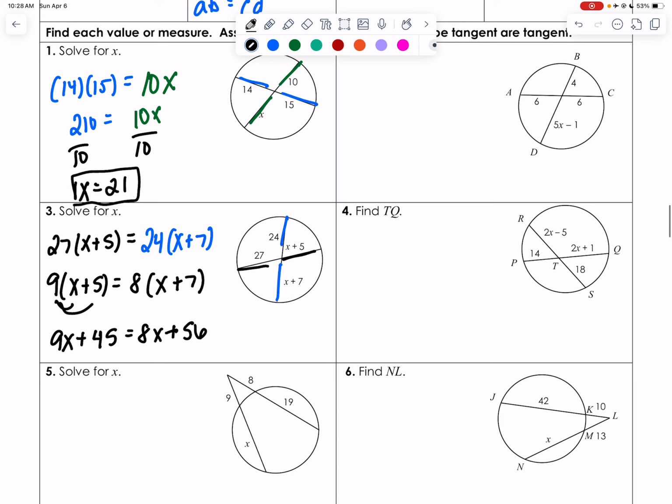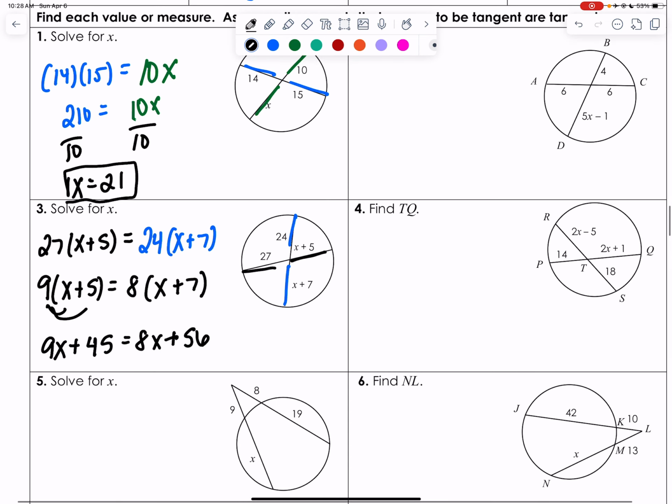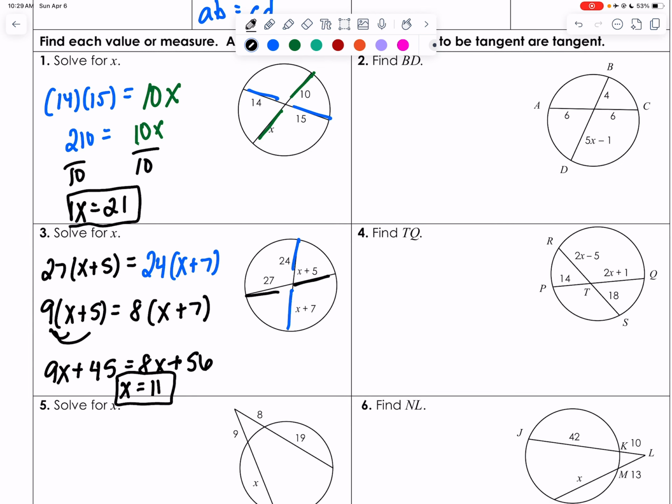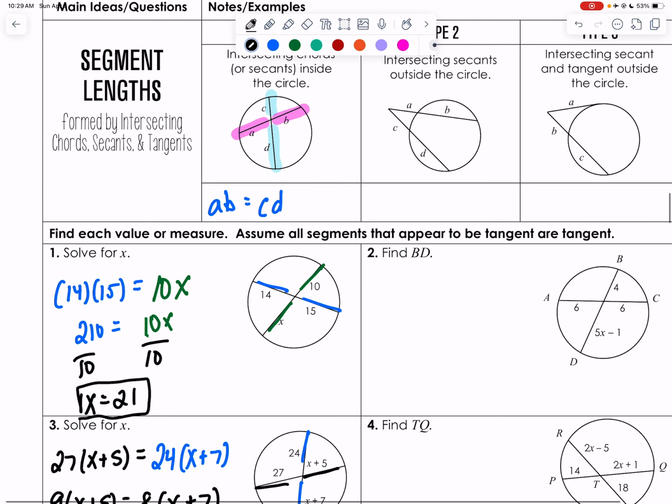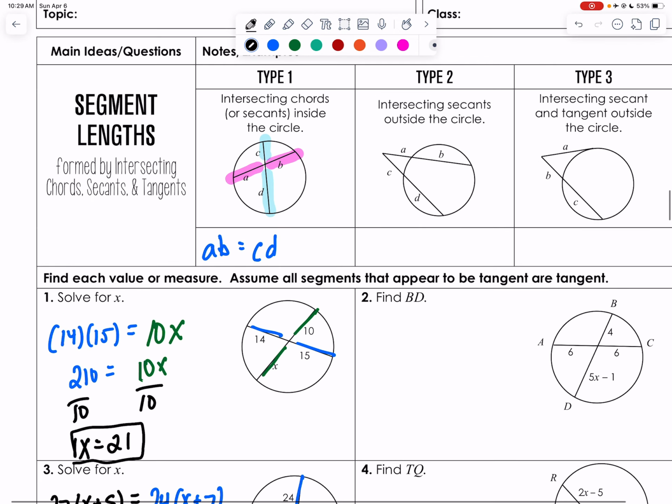And then we are going to figure out what x is. So if I subtract 8x, I'm going to get x. And then if I subtract 45, 56 minus 45 is 11. So x is equal to 11. Now, of course, sometimes it might not ask you to solve for x. So if it asks you to find, let's say, BD or TQ, just figure out what x is and then plug back in. So that's the first type. That's going to be your crossroads.